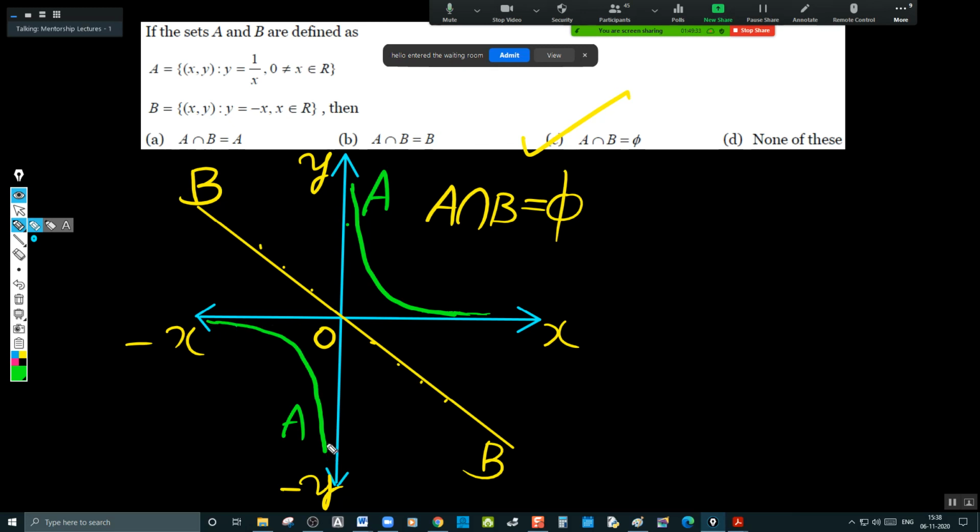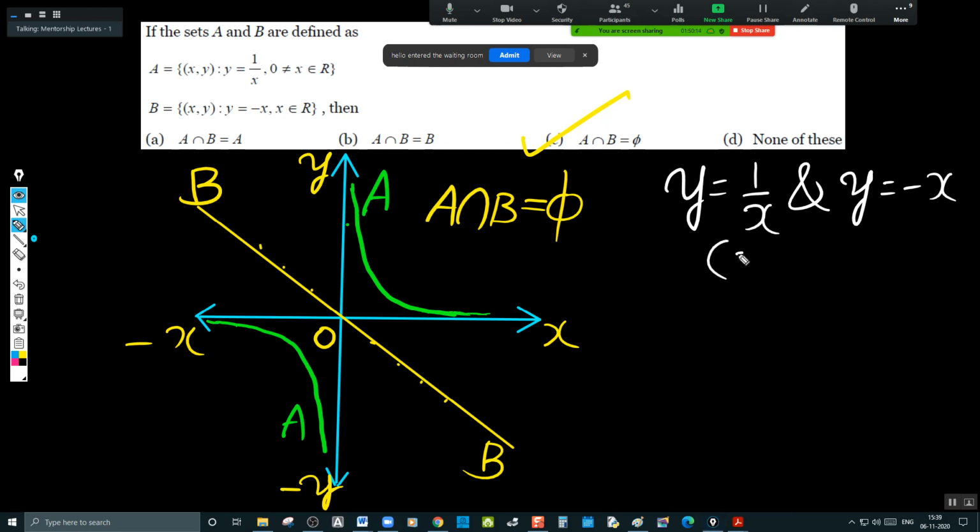This one is a graphical approach in solving this problem, but let us understand how to solve this. Very simple. When you are solving two equations, if you get a solution, you can say that will be the common value. So I'm taking up both the equations now. Y is equal to 1 by x and y is equal to minus x. Are you there, everyone? And of course, in this case, x is not equal to 0.